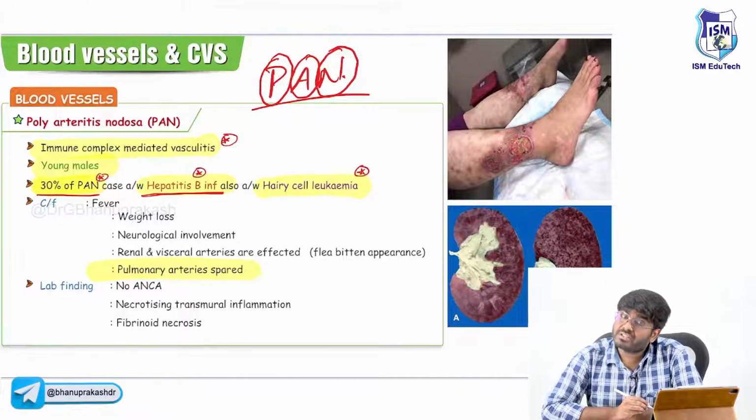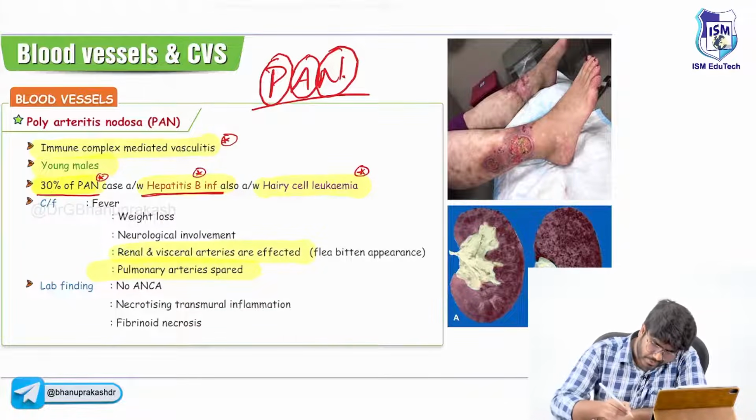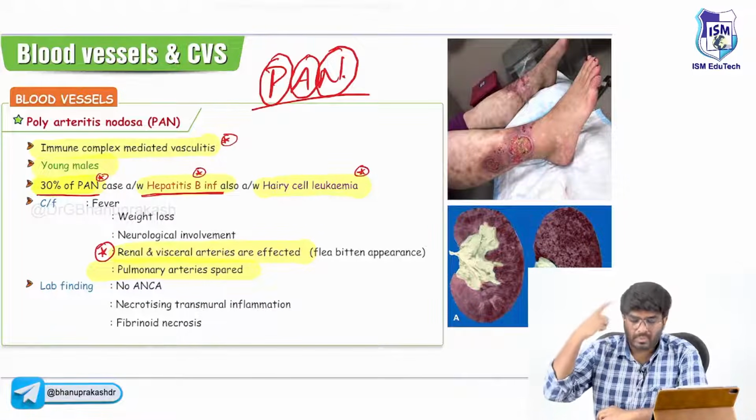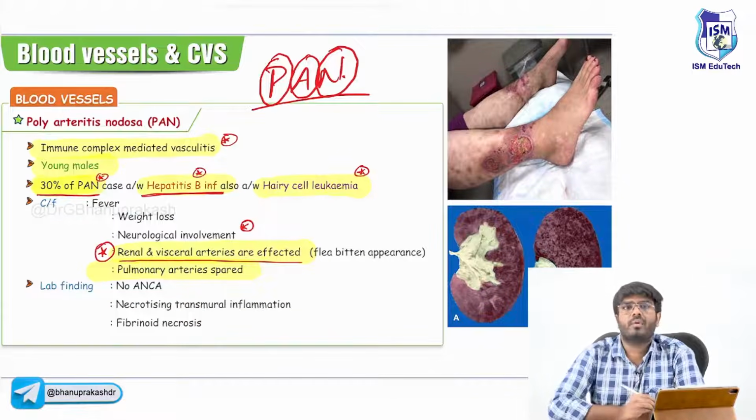What is the most common blood vessel involved then? Which blood vessels are involved most commonly? Renal blood vessels. Okay, so the renal blood vessels are most commonly going to be affected. The cerebral blood vessels are involved too, but the renal blood vessels are most commonly involved.